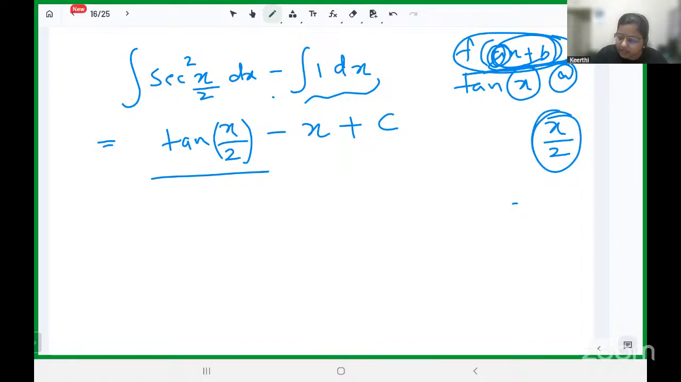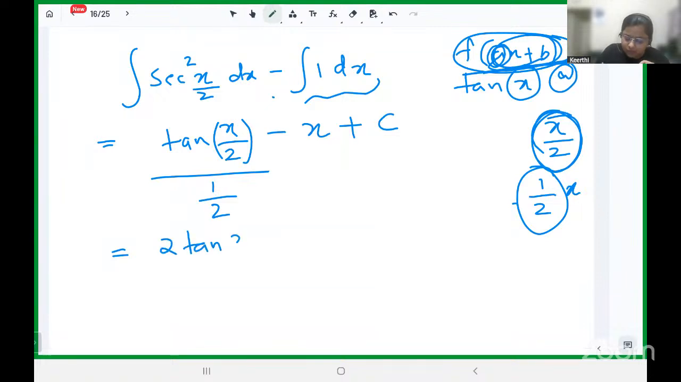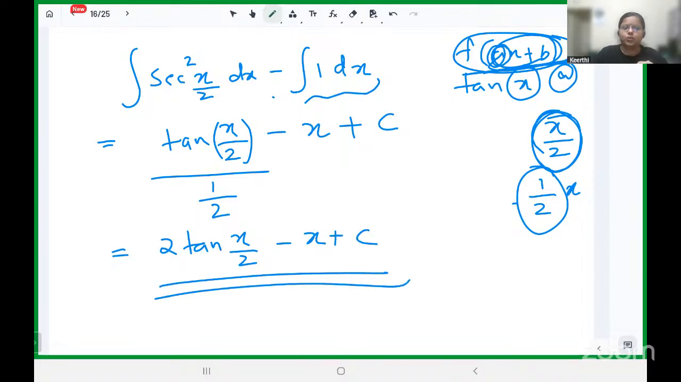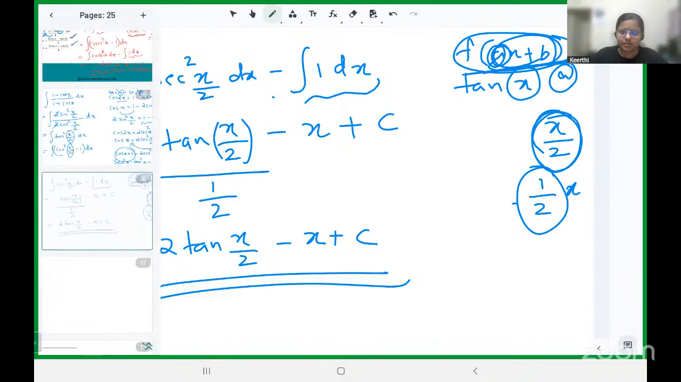Here you can see that it is x by 2. So what is the coefficient of x? You can write x by 2 as 1 by 2 into x. So the coefficient of x is 1 by 2. So divide it by 1 by 2. Dividing by 1 by 2 means taking the reciprocal, that is, multiplying by 2 by 1. So this is 2 tan x by 2 minus x plus c. All right. I hope this question is clear to you.